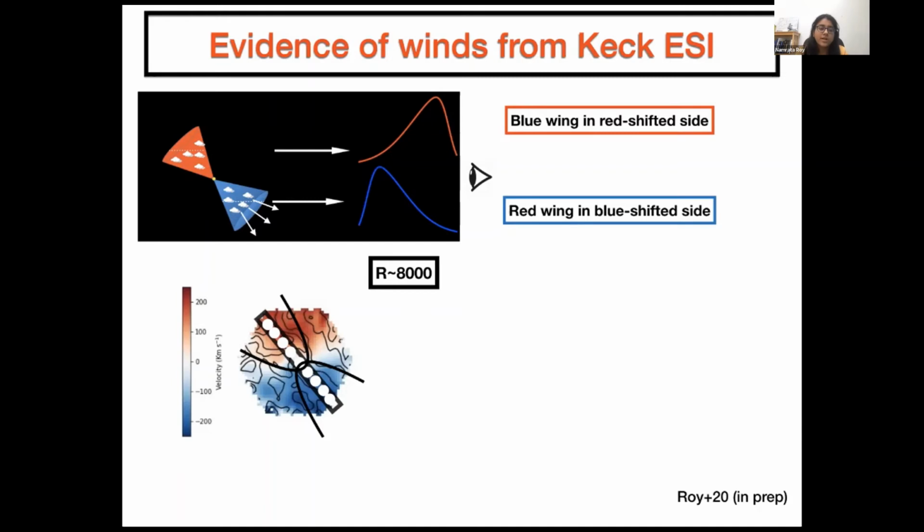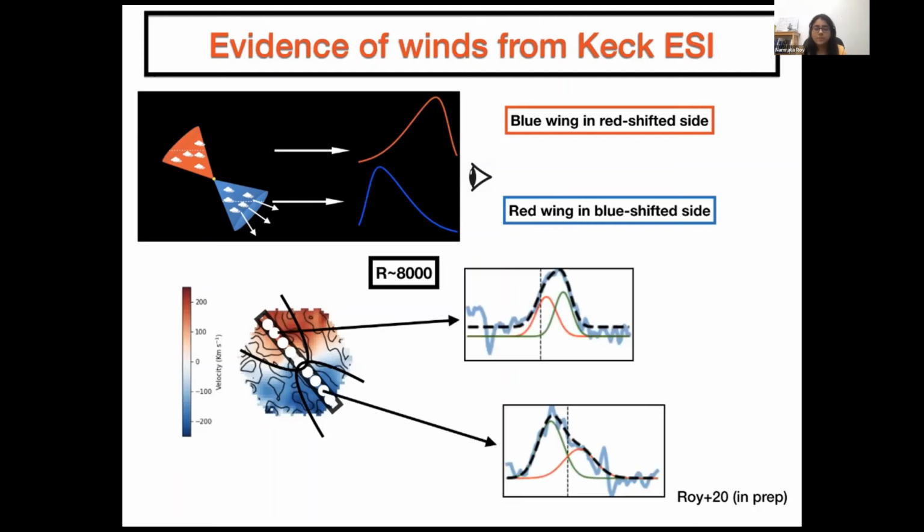So we put our Keck slit on top of this expected wind axis, and we extract spatially resolved spectra around each of these spatial bins of size 1 arcsecond. And this is what we saw. I'm showing you the H alpha profiles at 2 different positions in the galaxy. You can see, first of all, the lines are asymmetric. And the second thing is you can see the asymmetry going in the same direction as we predicted.